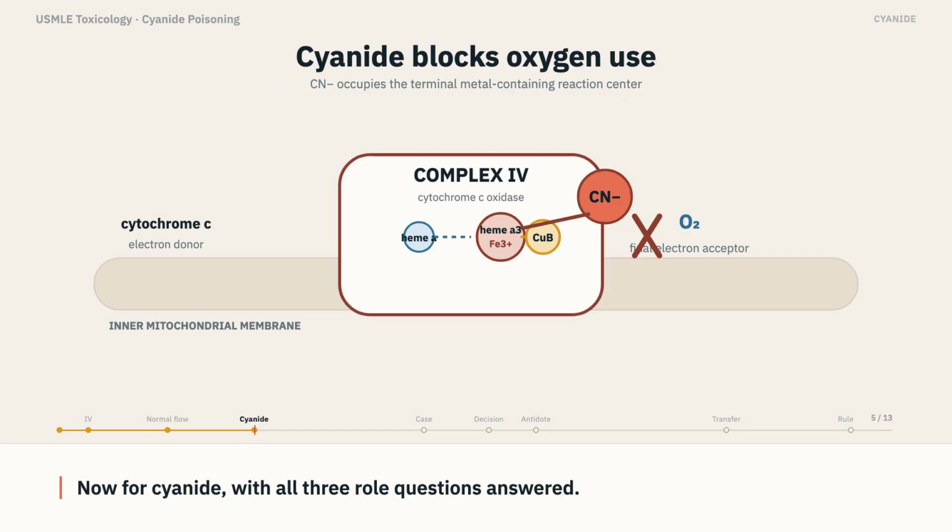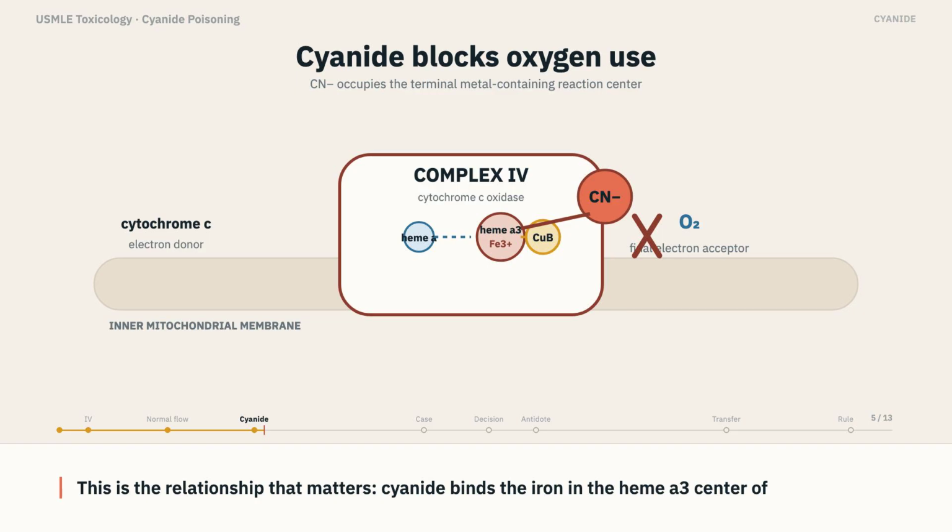Now for cyanide, with all three role questions answered. What kind of thing is it? A small ion, carbon bonded to nitrogen, carrying a negative charge. What role does it play here? Inhibitor of the electron transport chain. And who is it related to? This is the relationship that matters.